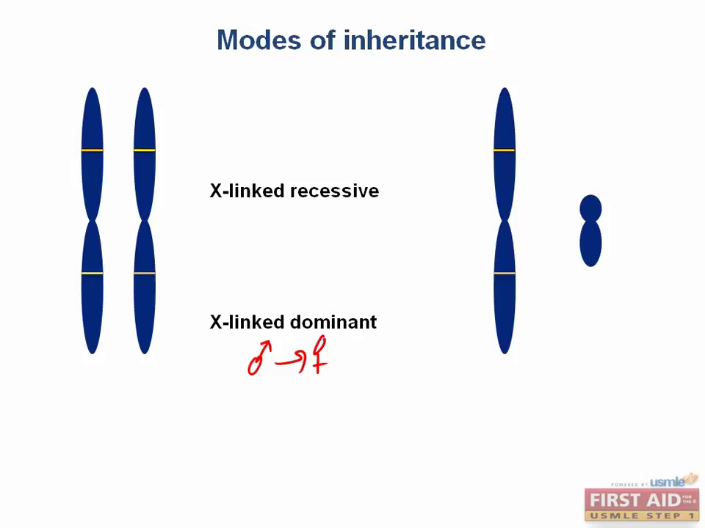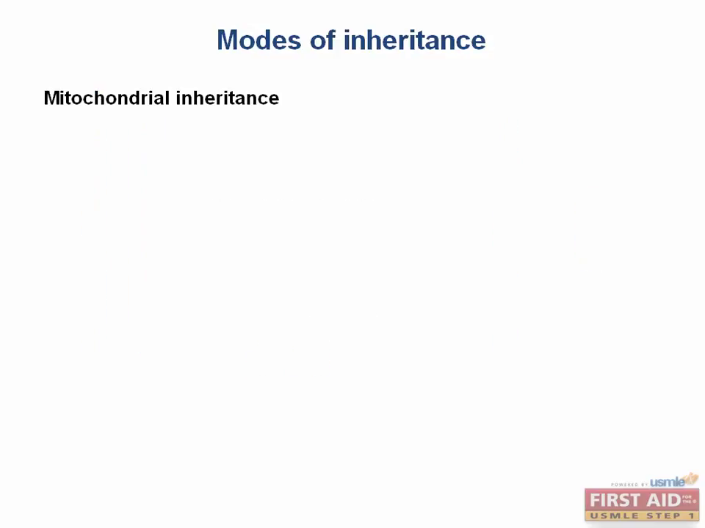The last inheritance pattern we'll cover is mitochondrial. Since everyone's mitochondria come from their mother, these can only be passed down through the maternal lineage. Also, all of the offspring of an affected woman will be affected. Examples of these diseases include mitochondrial encephalopathy, myoclonic epilepsy, and Leber hereditary optic neuropathy, which causes degeneration of retinal ganglion cells and axons, ultimately causing loss of central vision.